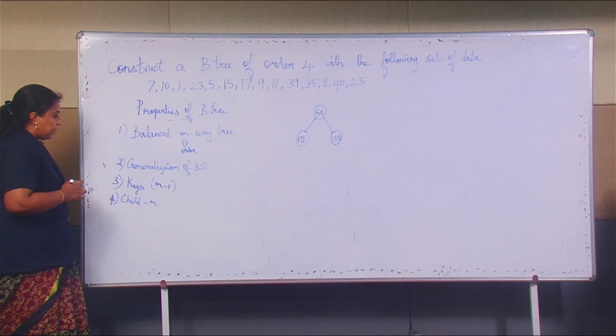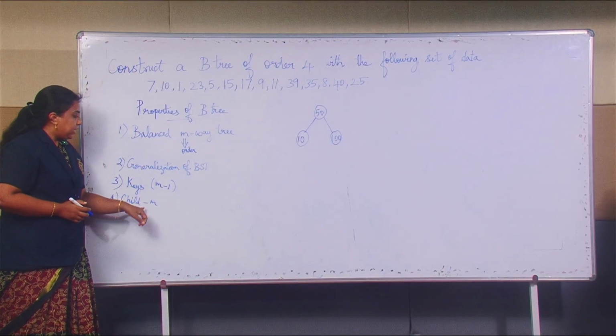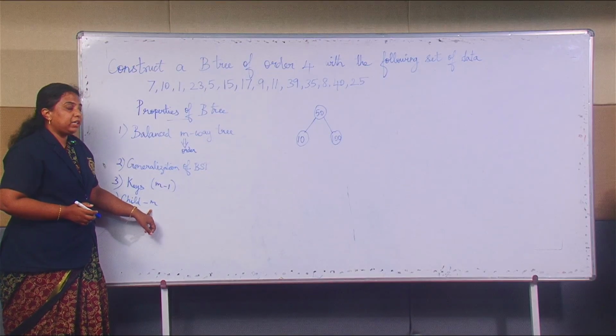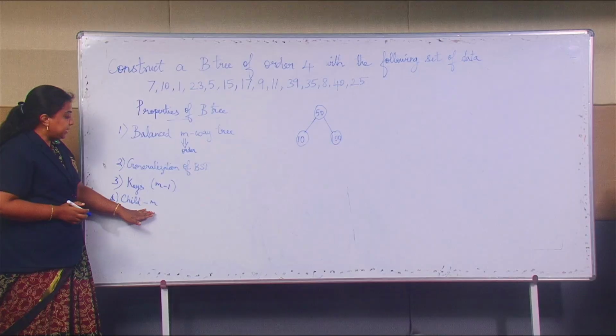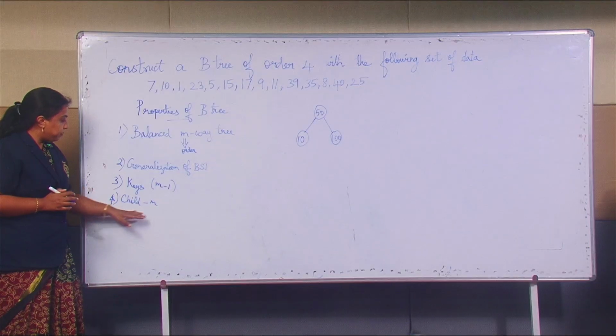For example, if we have 3 keys for a B tree node, then the number of children that node can have is 4. Maximum is 4, not more than that.